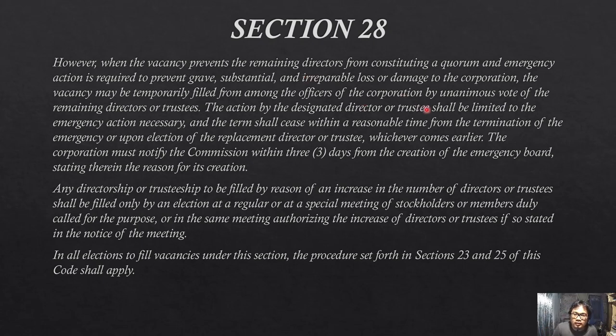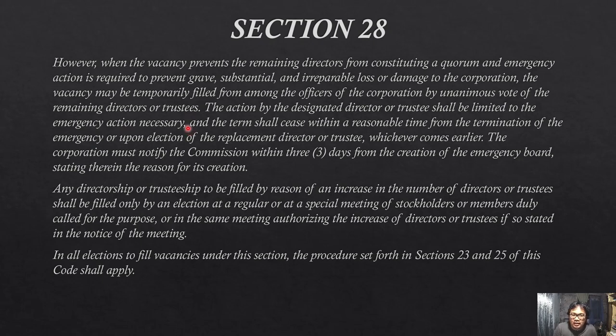They can temporarily fill the vacancy of the board by a unanimous vote of the remaining board directors or trustees. Ngayon, the action by the designated director or trustee shall be limited only to the emergency action necessary. So na-fill na nila yung vacancy, though temporarily. So they already now constitute a quorum. Because they constitute a quorum, yung meeting nila magiging legal na. So any action from that meeting will be valid na kasi legal na yung meeting. That is an emergency situation.